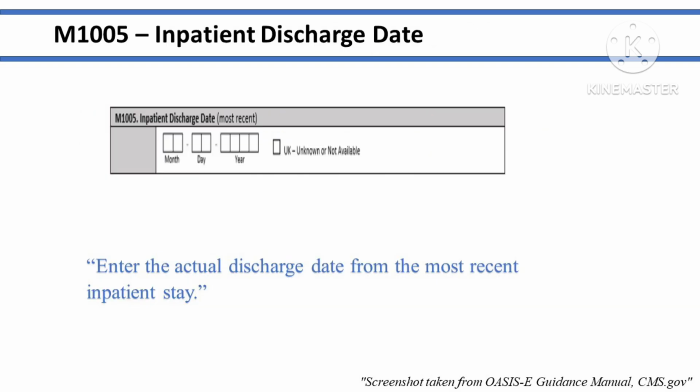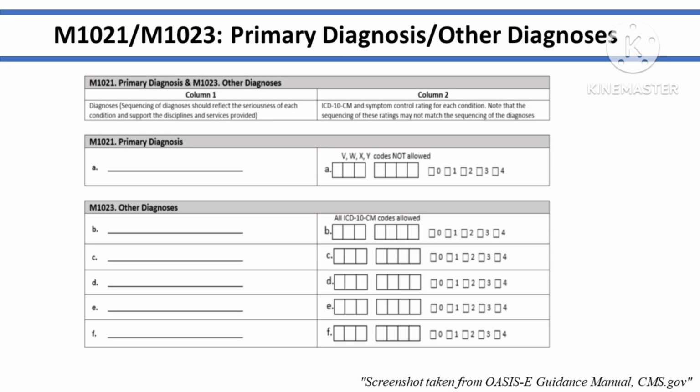M1005, inpatient discharge date. Enter the actual discharge date from the most recent inpatient stay. It complements M1000 by identifying the exact discharge date and also supports accuracy for PDGM 30-day billing period setup and source grouping. The coder must compare this date with the ROC date or SOC date to validate institutional admission grouping eligibility.